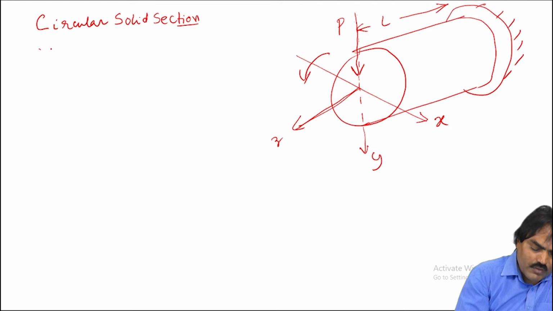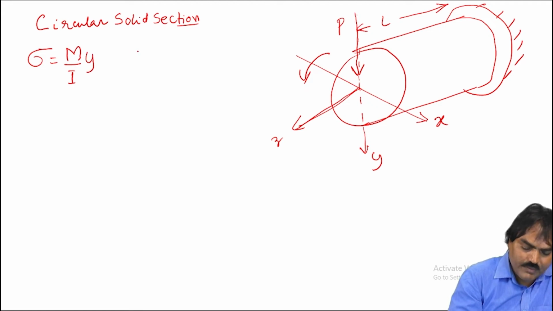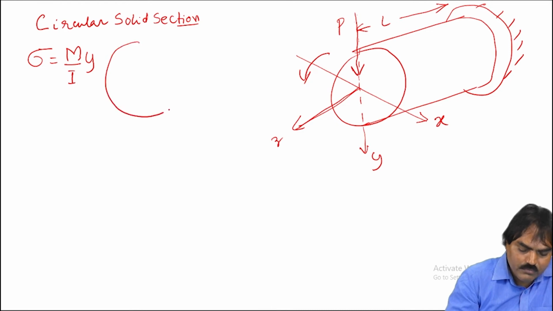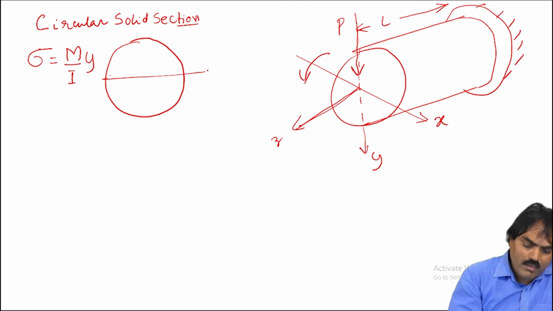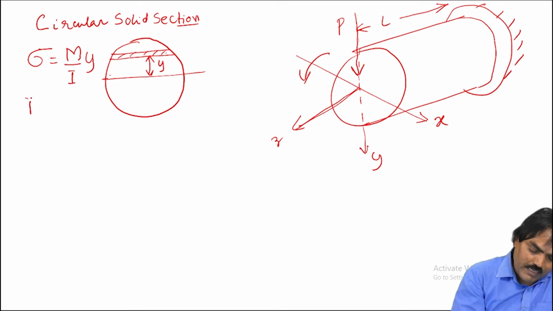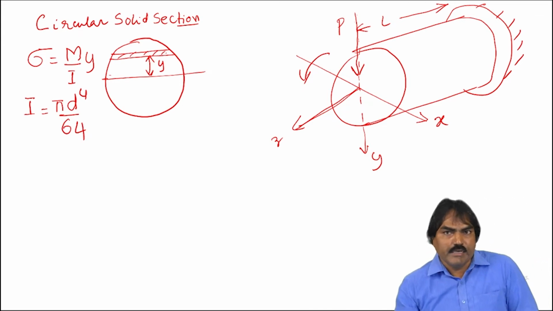Now the bending stress sigma is given by M by I into Y. If I take the circular section, this is the circular section, this is the neutral axis. Now here we are considering a small strip at distance equal to Y. So the moment of inertia we can find out about this axis. For a circular section, the moment of inertia is given by pi d to the power of 4 by 64. This is the derived equation from engineering mechanics knowledge.